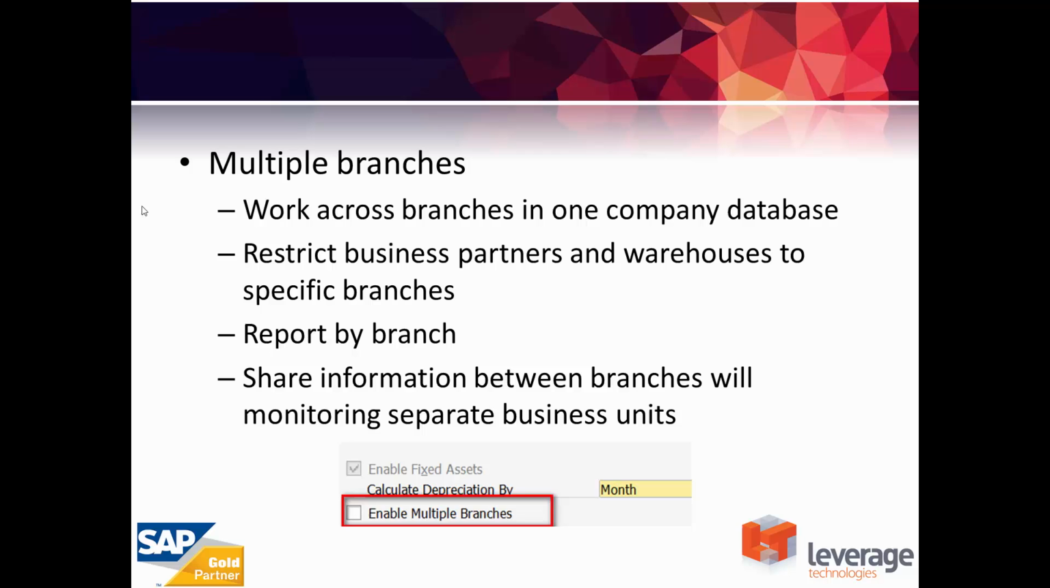So here you have the best of both worlds. You're inside a single company database, but you've set up multiple branches. That way you can have certain restrictions for branches, and you can share information. You can do a P&L by branch, for example.